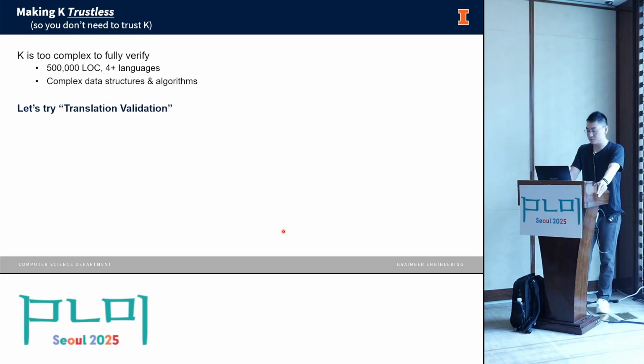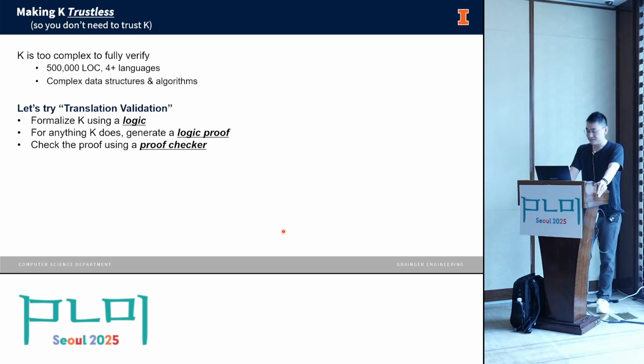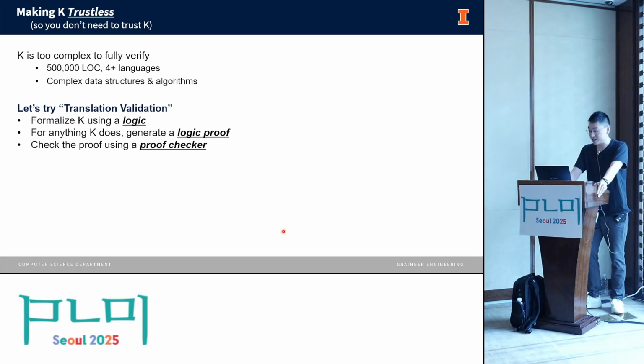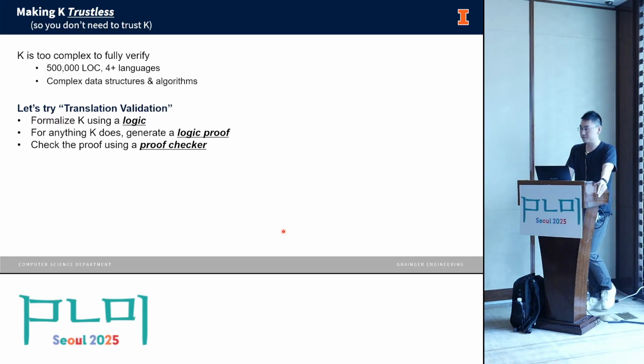So the idea is to try translation validation, which means let's find a logic and use that logic to formalize K, so that everything you define in K, every semantics in K, becomes a logic theory. And everything that K does has a logic proof. So I don't care whether K is correct if I can check the proof. And I can check the proof using a very small program called the proof checker.